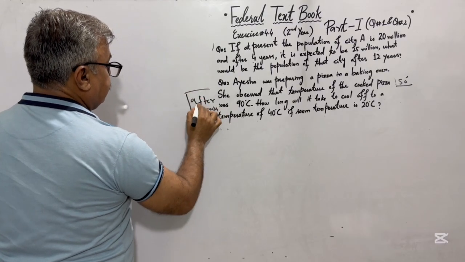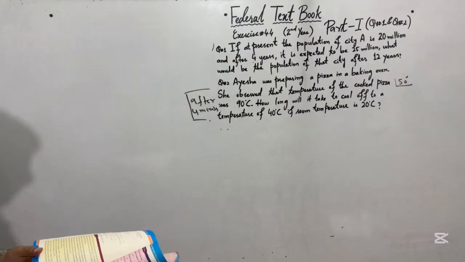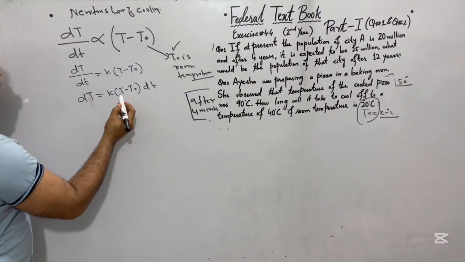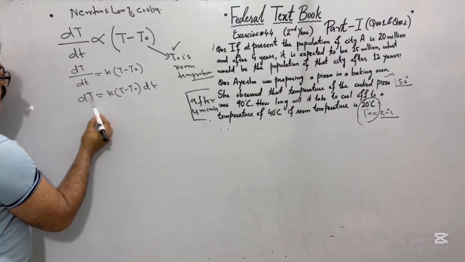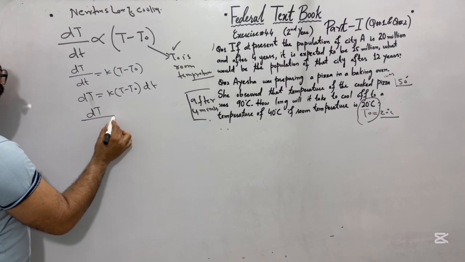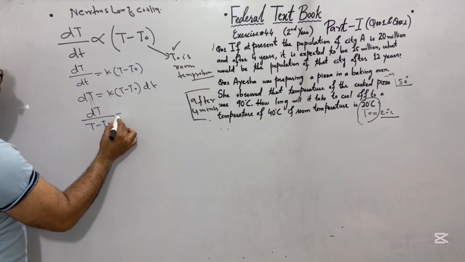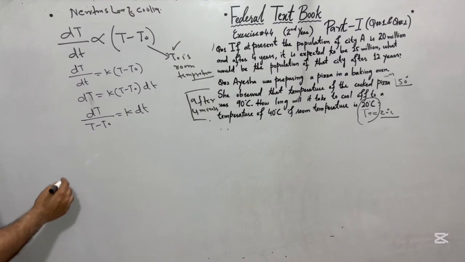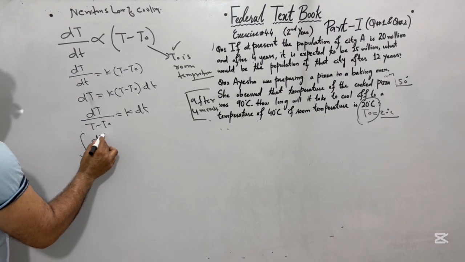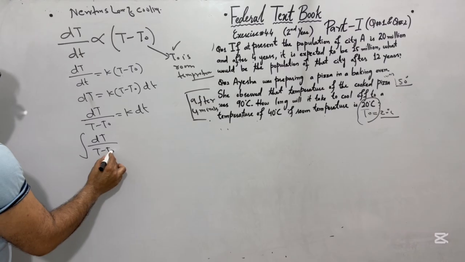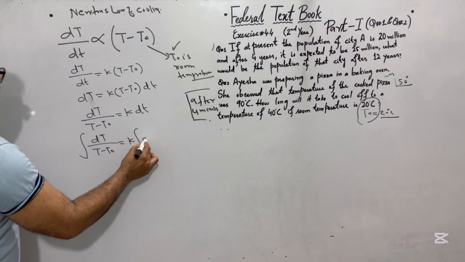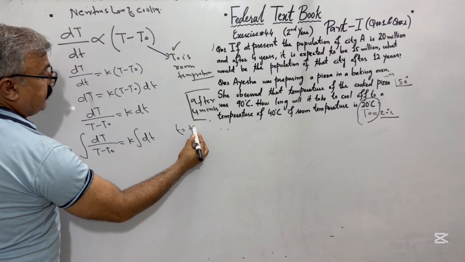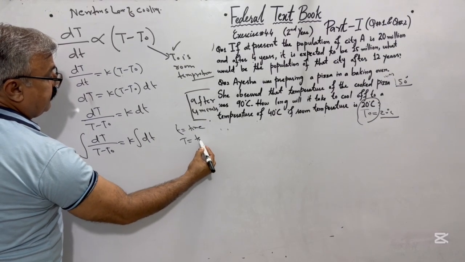I hope you manage it. Without wasting time, let's solve this one as well. Now, T stands for temperature: dT divided by T minus T naught is equal to K times dt. Integrating both sides, it is a separable differential equation. Take care, small t stands for time, and capital T for temperature.